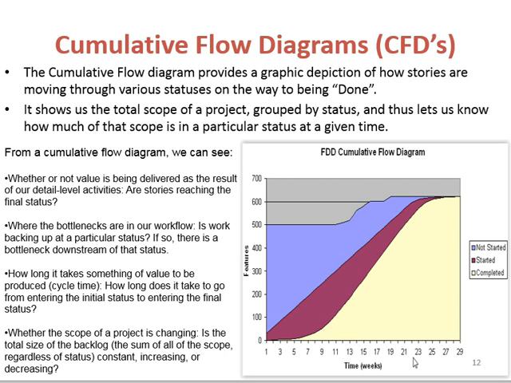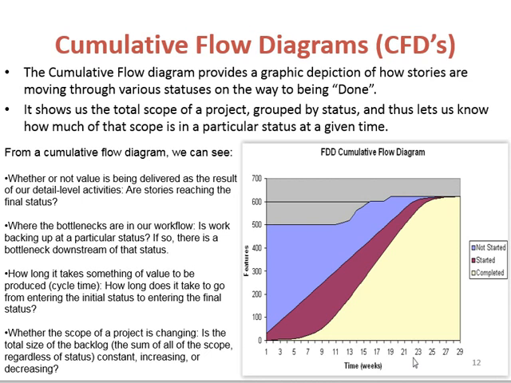Also, how long it takes something of value to be produced, for example cycle time: how long does it take to go from entering the initial status to entering the final one? From the graph, from 1 to 5, it shows it takes 5 weeks to complete one user story, and similarly it gives you a cycle time where the scope of a project is changing. It also shows the total size of the backlog. So cumulative flow diagrams are a very effective way to show the work in progress and the bottlenecks.